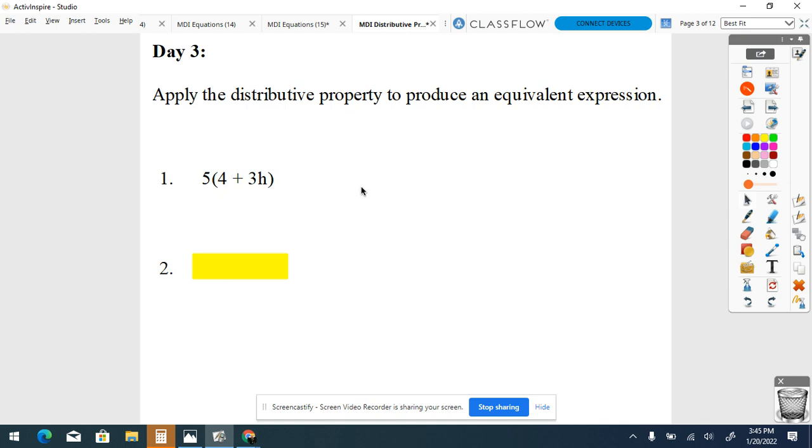All right, this is distributive property day 3. So this is going to go in on Friday. So make sure it says Friday, day 3. All right, so go ahead, answer number 1.